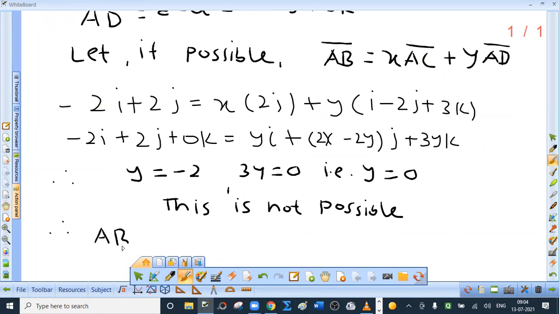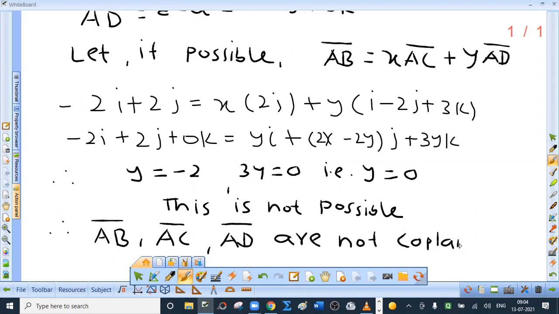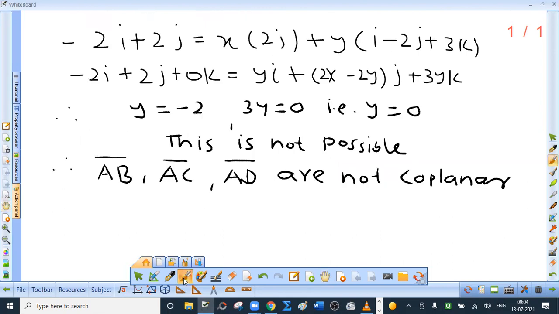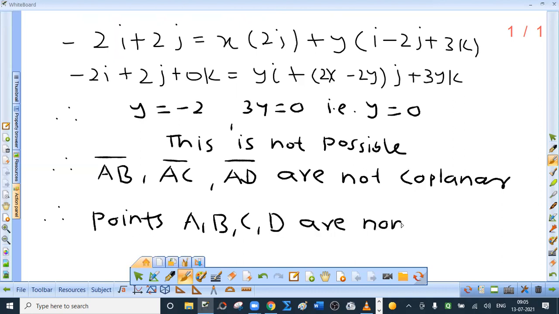Therefore AB bar, AC bar, AD bar are not coplanar. Therefore, points A, B, C, D are non-coplanar. Right now.